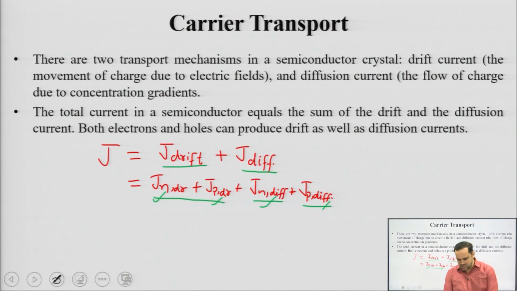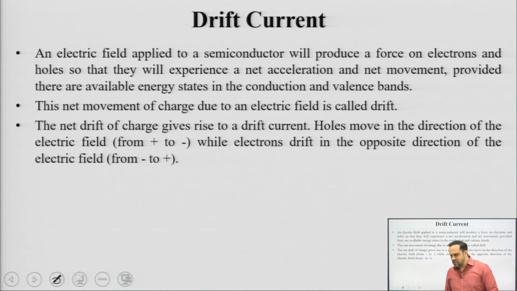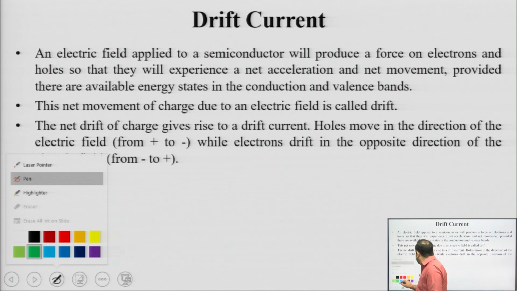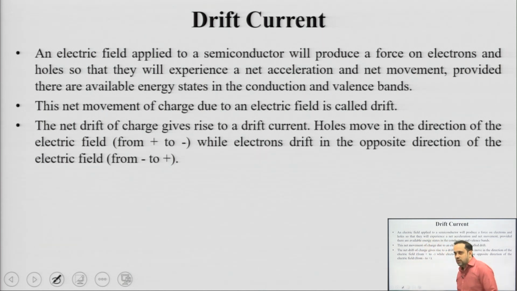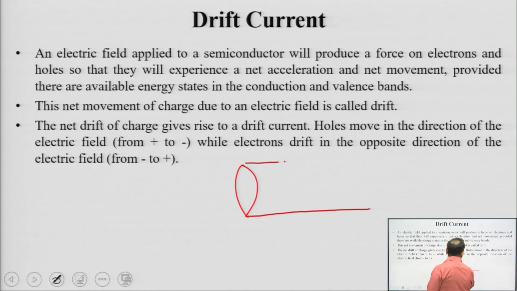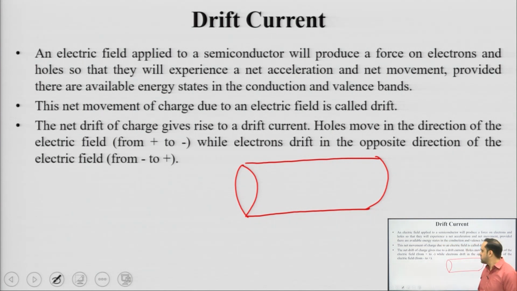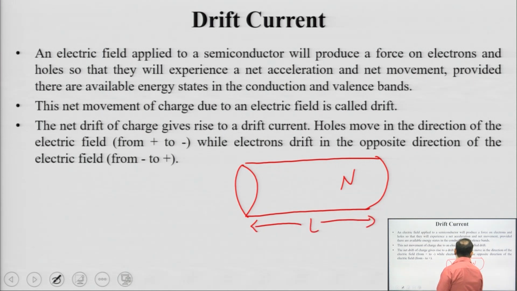Okay. So, this is the start for our carrier transport topic. So, let us discuss about drift current in detail. As I have said, drift current only occurs whenever there is an electric field present. Okay. So, suppose you have a semiconducting material, you have a large piece of semiconductor, it has say some n number of charge carriers you can have, it has a certain length L and you apply a voltage across it. Okay.